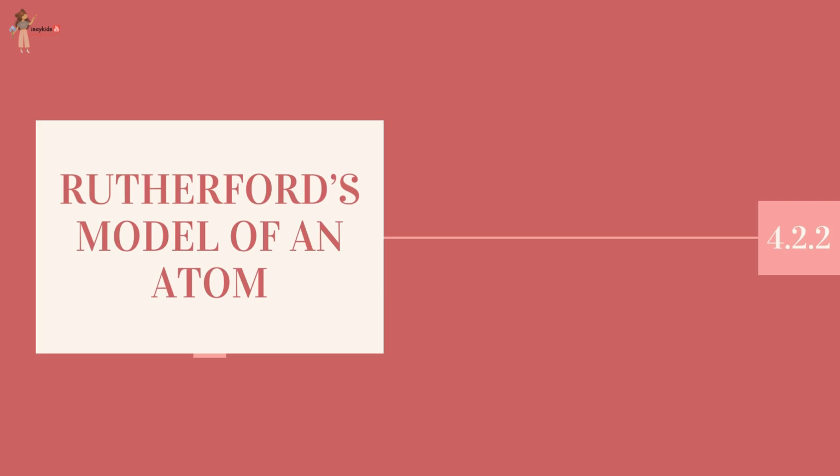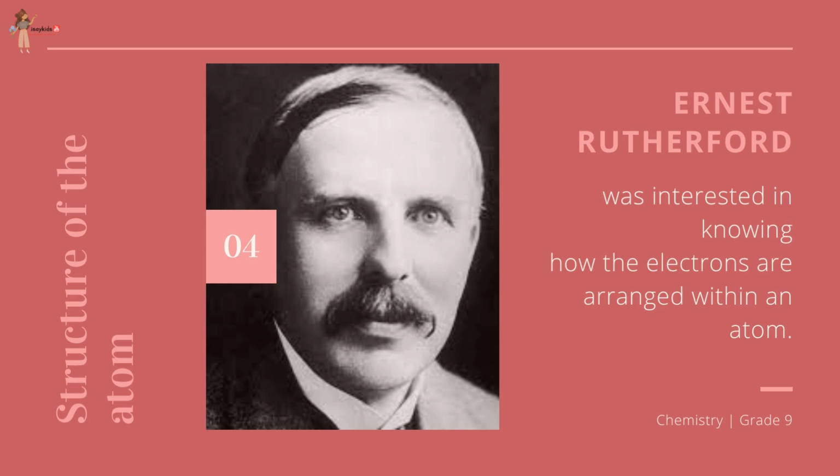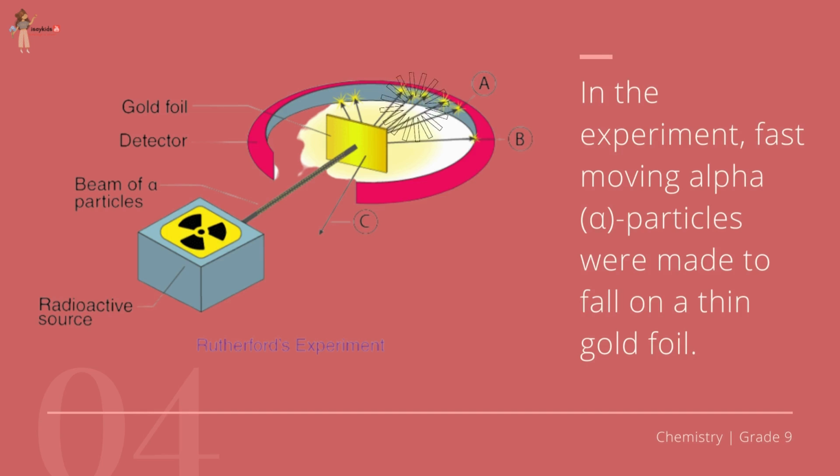Rutherford's model of an atom. Ernest Rutherford was interested in knowing how the electrons are arranged within an atom. Rutherford designed an experiment for this. In this experiment, fast-moving alpha particles were made to fall on a thin gold foil.